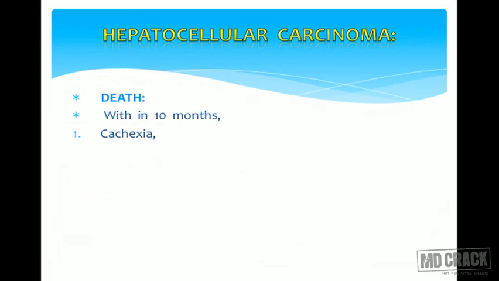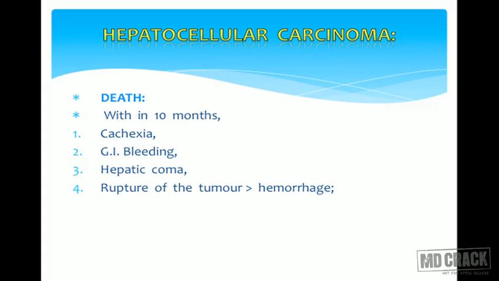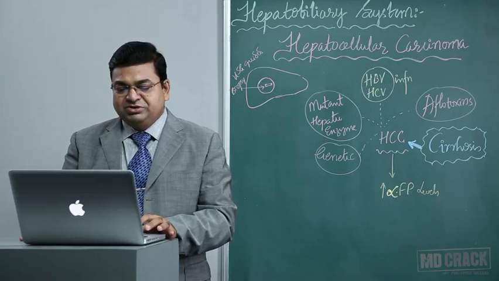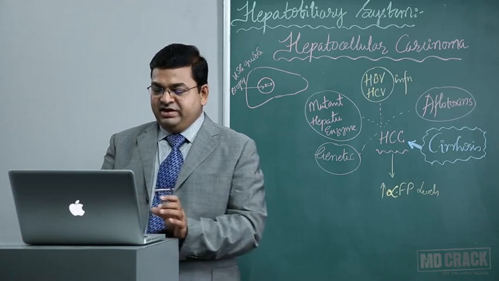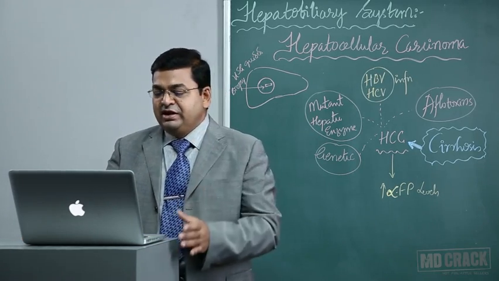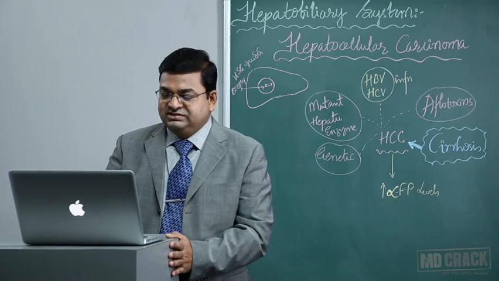So death occurs within 10 months. The patient will have severe cachexia. The patient can have severe bleeding that can even cause death. And sometimes the patient can even go into hepatic coma. And rupture of the tumor into the peritoneal cavity can cause intraperitoneal hemorrhage, sometimes massive enough to cause death.